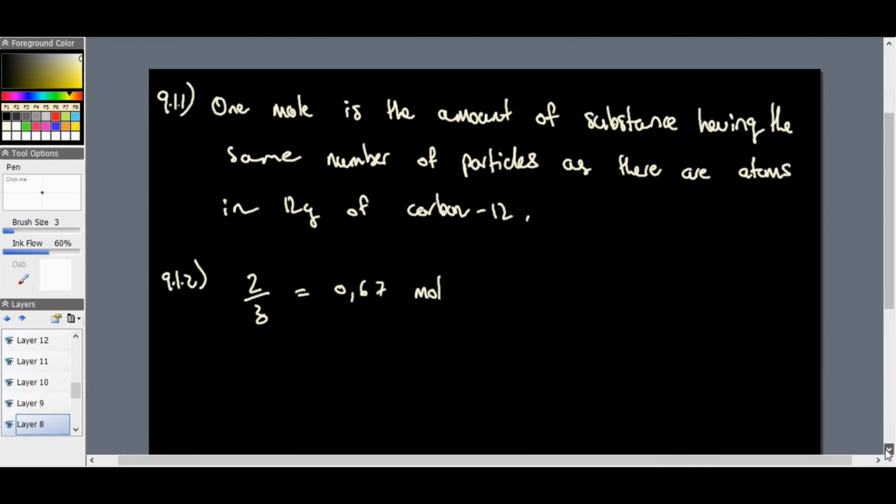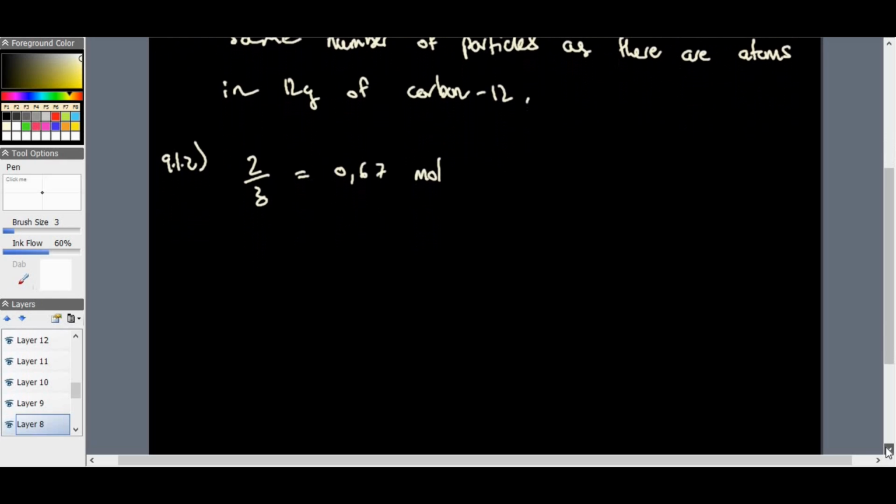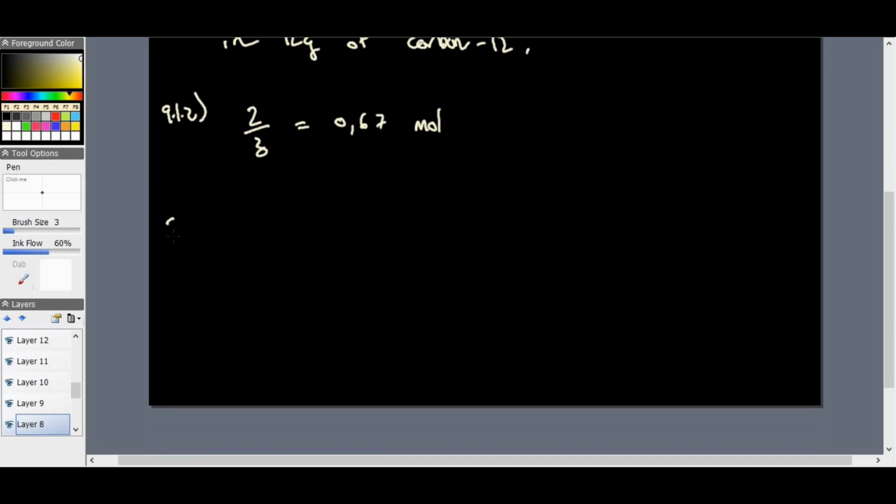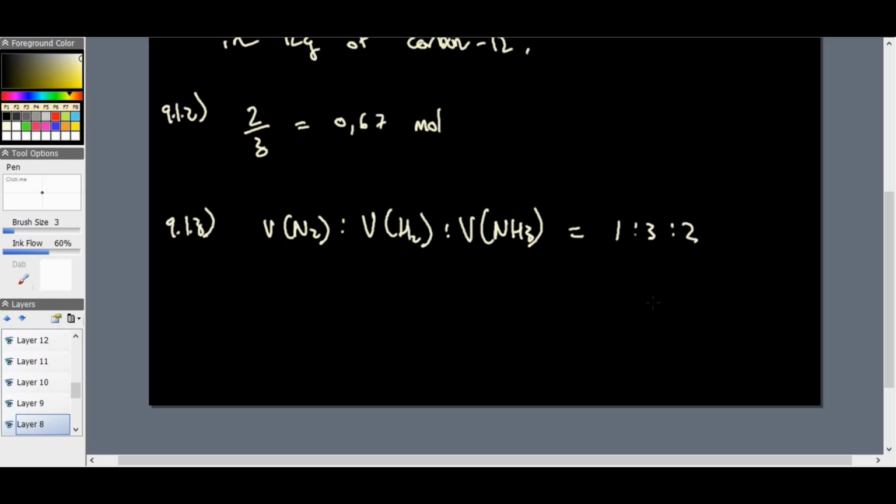Okay, so there's a big one right here. Let's scroll all the way down so we can have more space, and let's work at this. So the volume of nitrogen to the volume of hydrogen to the volume of ammonia is in the mole ratio of 1:3:2.